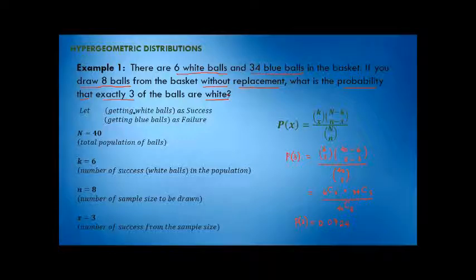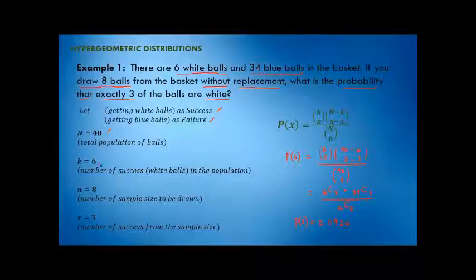So, ibig sabihin, getting white ball is the success. And then, dalawa lang naman yung kulay niyan. Pag hindi white, that is failure. So that is getting blue balls, that is the failure. Okay? Now, capital N is the total population of the balls. That is the combination of 6 white balls and 34 blue balls. So 6 plus 34 is equals to 40.